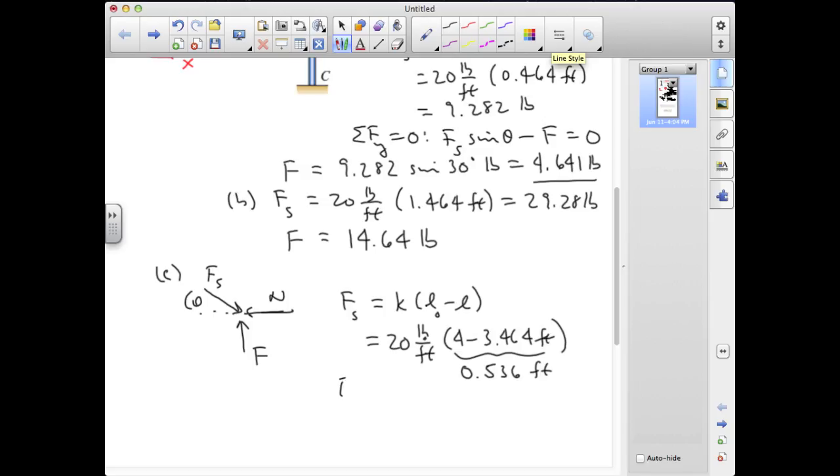and the spring force is equal to 10.72 pounds in compression. Then the vertical force F is in the positive y direction. It's again going to be equal to half of this value because it's still Fs sine 30, and that number is 5.36 pounds.